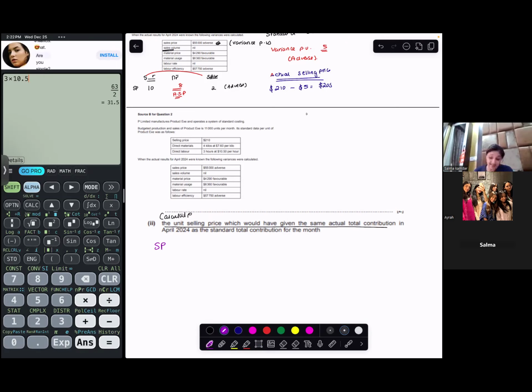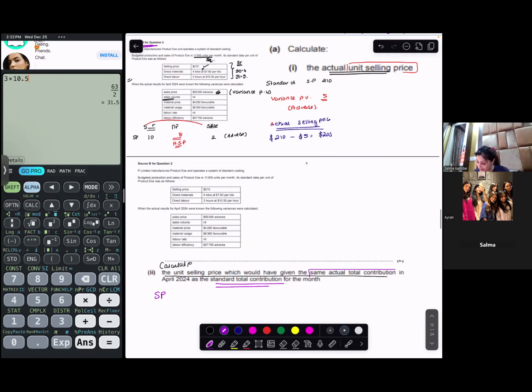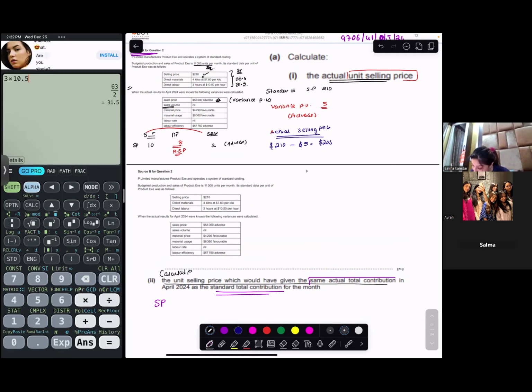That selling price will give me the same contribution as the standard total contribution. So they want me to find the unit price that would give me the same contribution as the standard total contribution. So let's find the standard total contribution. What will be the standard total contribution?